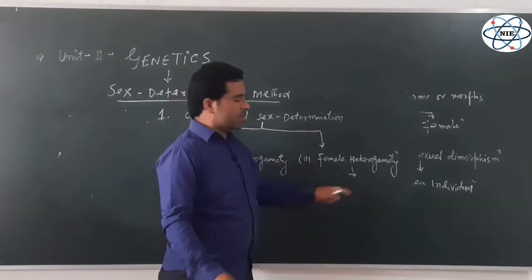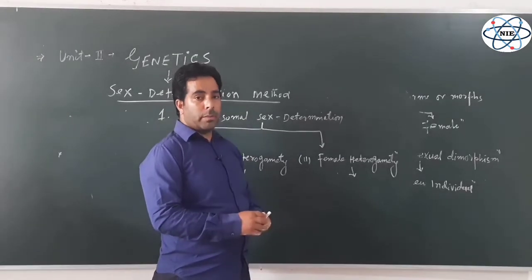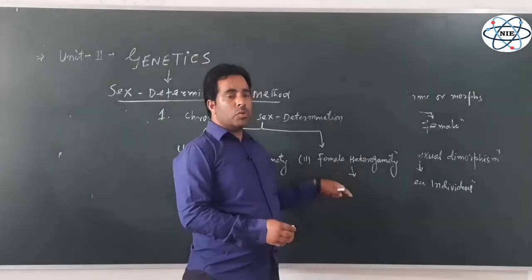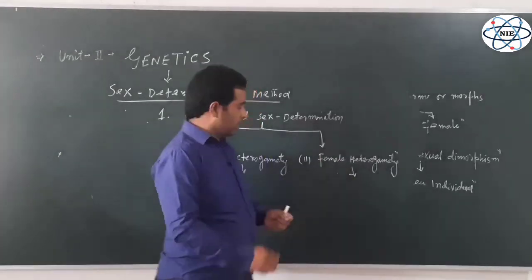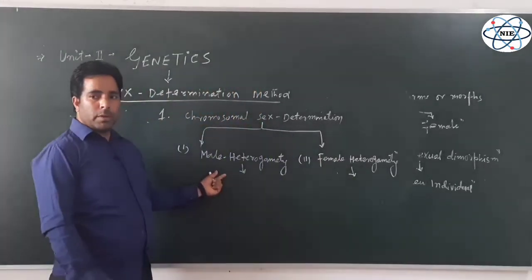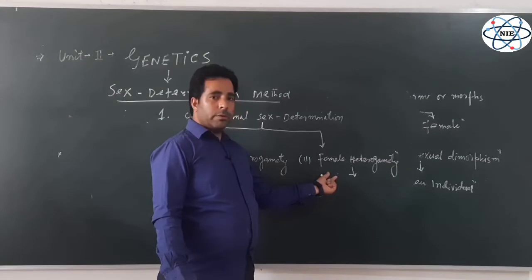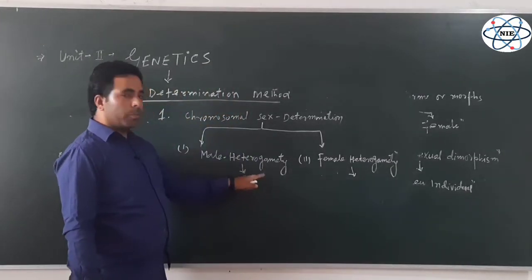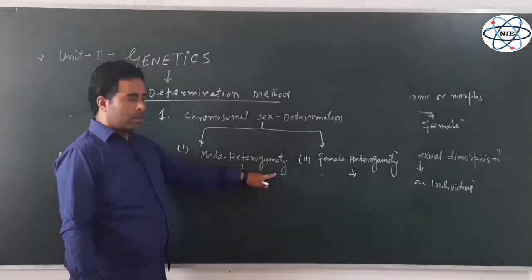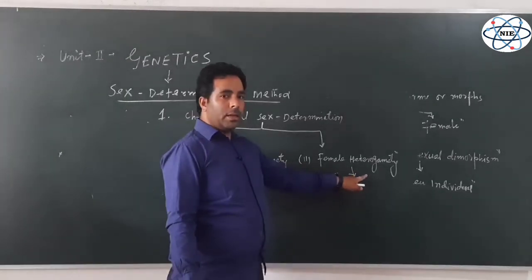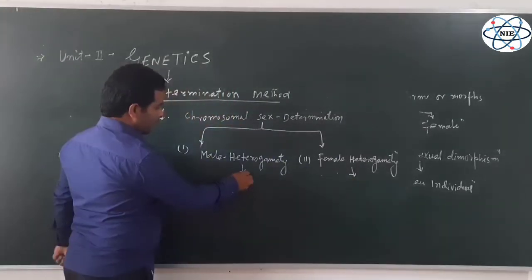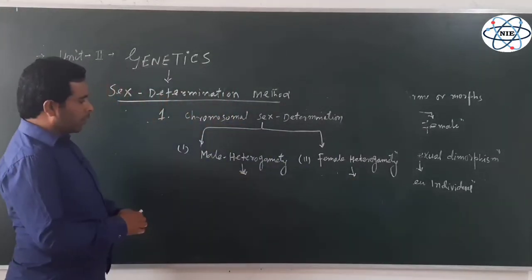Here the female is capable of producing two different types of gametes, and you know that females produce eggs. So females can produce two different types of eggs. Here males can produce two different types of sperms. Here females can produce two different types of eggs. So that's why this is male heterogamety. Hetero means different, gamety means gametes, and in female heterogamety, the female can produce two different types of gametes, right? Now let us discuss male heterogamety.